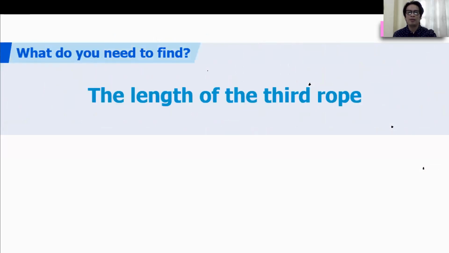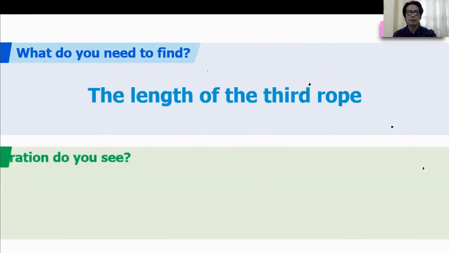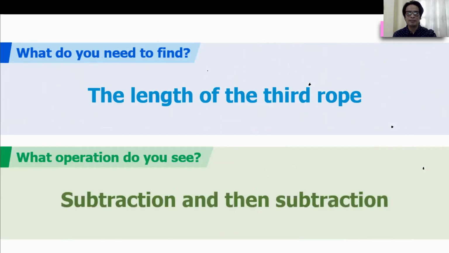What do they need to find? The length of the third rope. What operation do you see? Subtraction and then subtraction. Okay. So let's do the working.